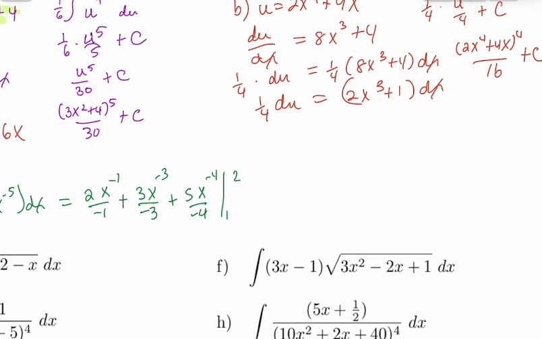Now, I would make that as pretty as you possibly can before you actually plug in those boundaries. So I would make this negative 2 over x. I would make this one negative 1 over x cubed. The 3's cancel, but the negatives do not. I would make this negative 5 over 4x to the 4th.